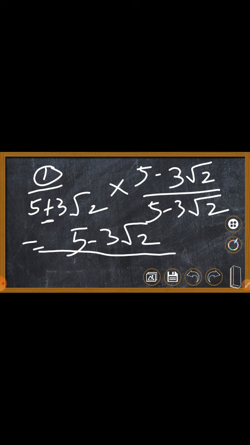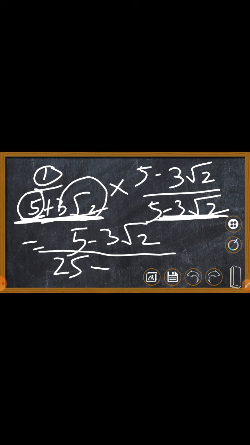And here in the denominator, this is a plus b and this is a minus b. Yes, so what is a plus b into a minus b? A plus b into a minus b is a square minus b square. What is your a? A is 5. Yes, so what is your a square? A square is 5 square, which is 25. Yes, what is your b? B is 3 root 2. So what is b square? B square is 3 square is 9 and root 2 square is 2. So 9 into 2 is 18.